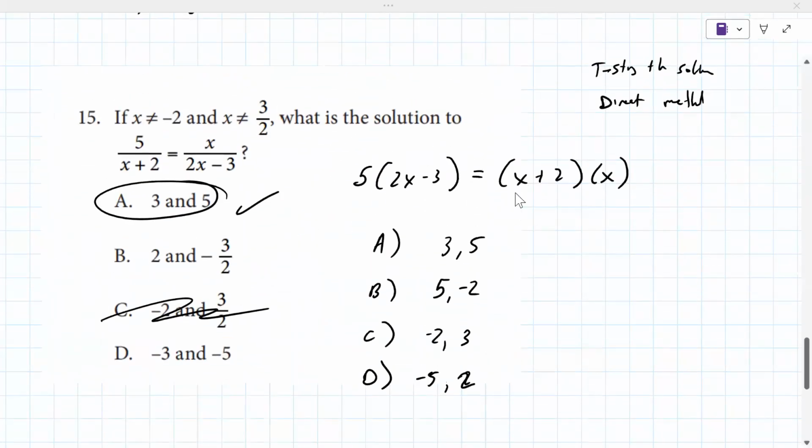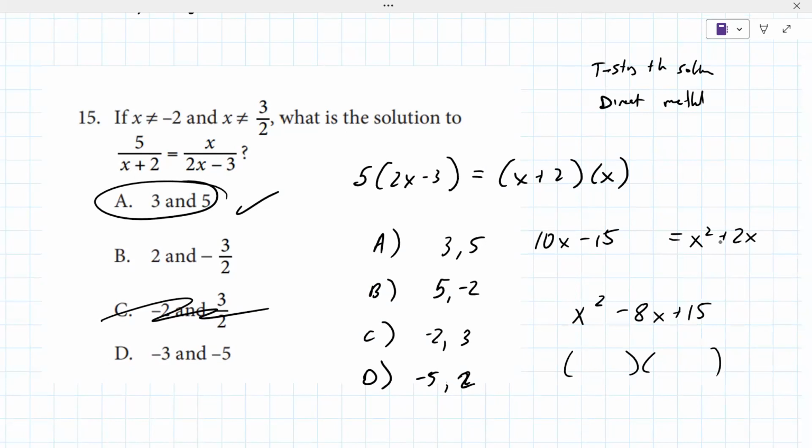Let's go back to this one for a moment. If you were to try to solve it, on the right side you get x squared plus 2x. On the left, you'd get 10x minus 15. You'd move everything to the right because you want to keep the x squared positive. So you'd end up with x squared minus 8x plus 15, and you would have to factor this. That's not too bad, but you run the risk of choosing the wrong numbers.